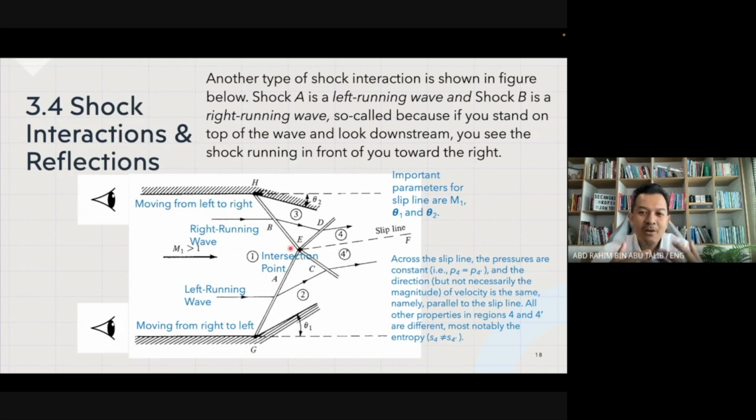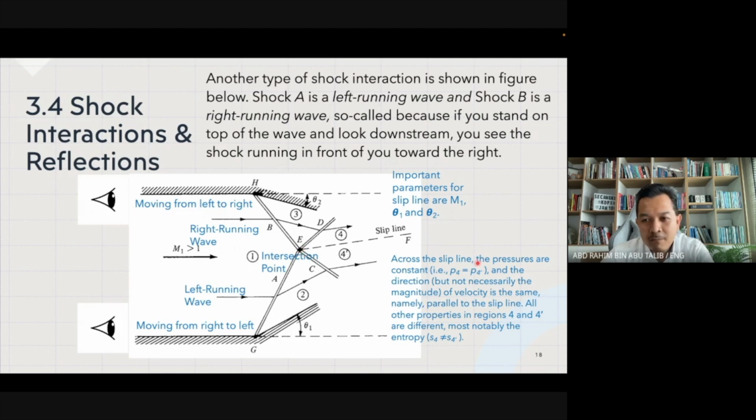Because this is going to be more complicated, we call shock A the left running wave and shock B the right running wave. So called because if you stand on top of the wave and look downstream, you see the shock running in front of you towards the right. So this is much more complicated.